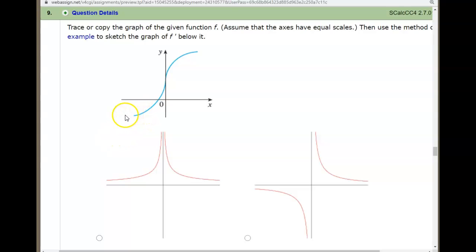It looks like it's flattening out, so I should see it hugging the x-axis here. It's flattening out, hugging the x-axis there.